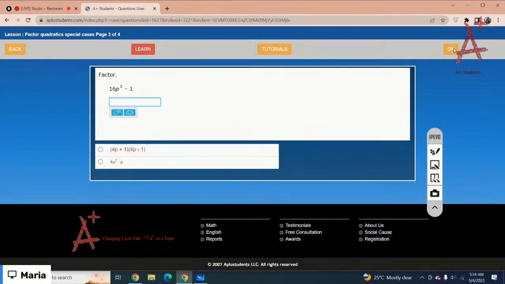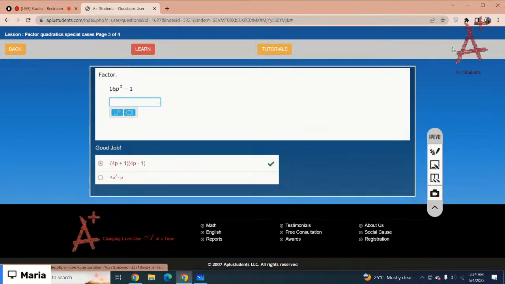Okay, the next one is 16p square minus 1. So 16 is the square of 4 and 1 is the square of 1. Got it? So both of the terms are squared. So you can write them as 4p minus 1 and 4p plus 1. That would be option number 1.